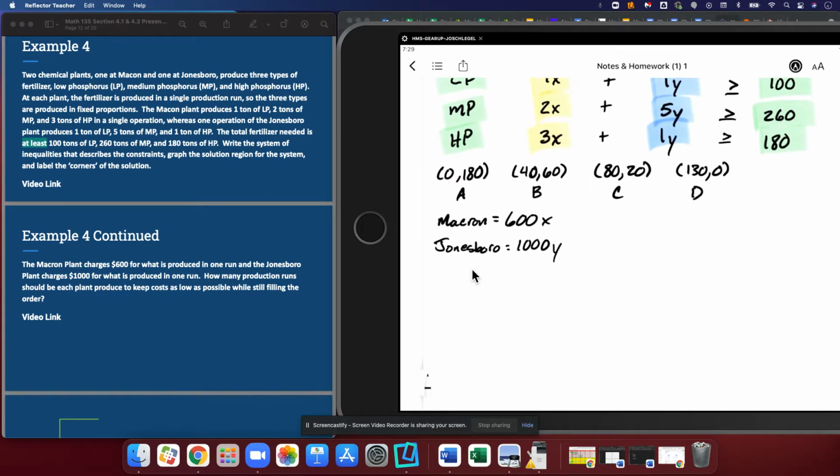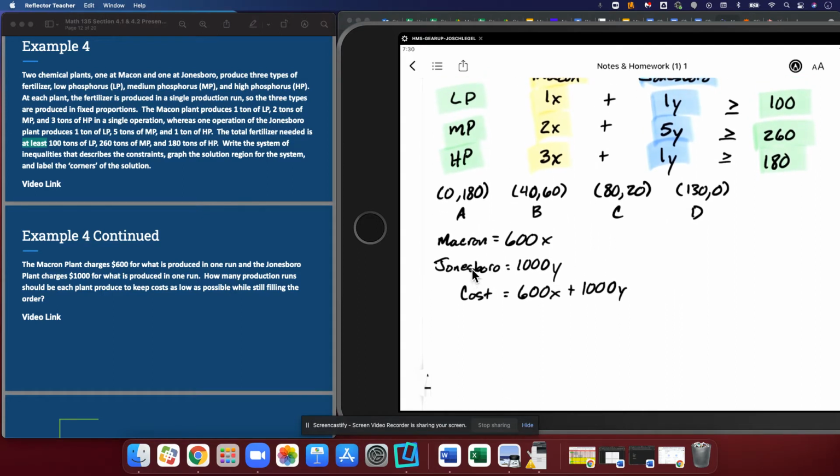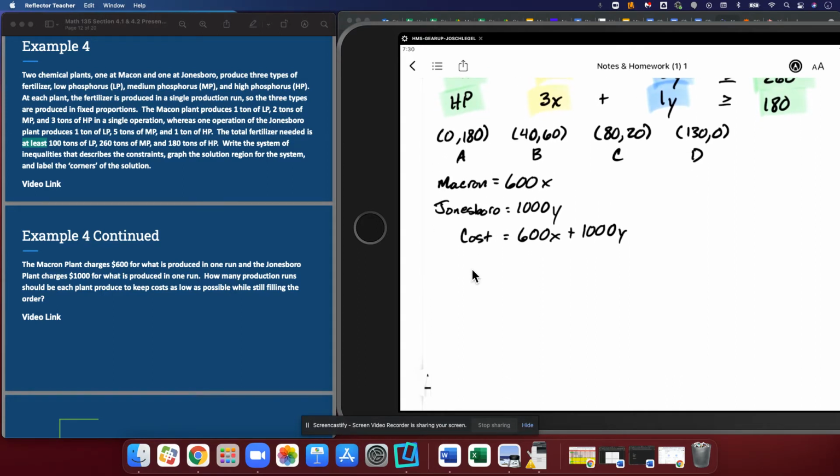So our total cost function here, everyone, is going to be 600x, so $600 every hour that Macon runs, plus 1,000y, so $1,000 every time Jonesboro runs. And so what we are going to need to do, as we have in the past, is test each of these options in Wolfram and come up with a recommendation for this company to minimize their costs or keep costs as low as possible while still getting the job done and filling the order.